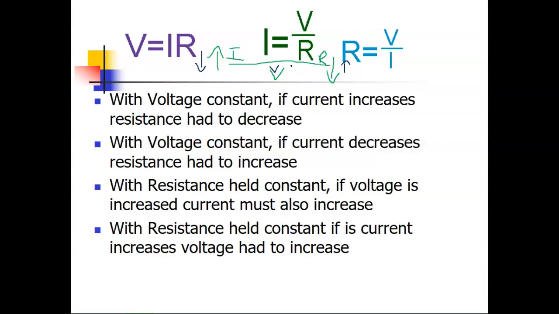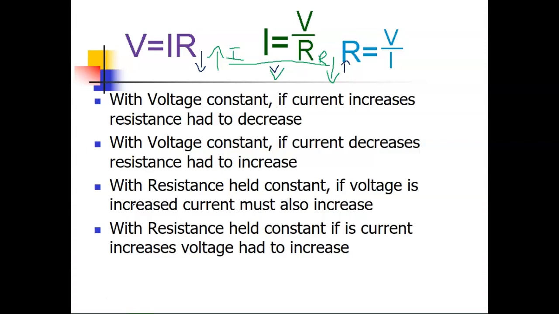So essentially what that means is that if I set my voltage to 10 volts, if I increase my resistance, I will decrease my current. And it will apply the other way around as well. If I decrease my resistance, I will increase my current. Does that make sense? Yes, ma'am.